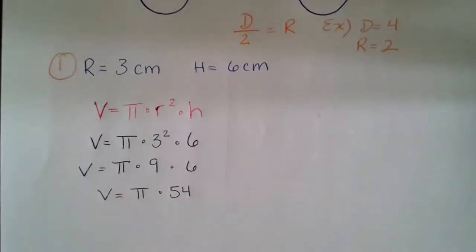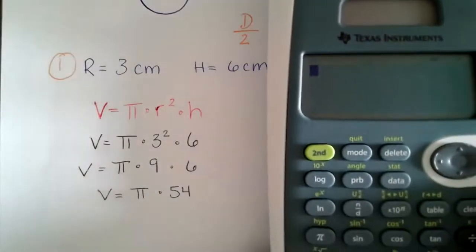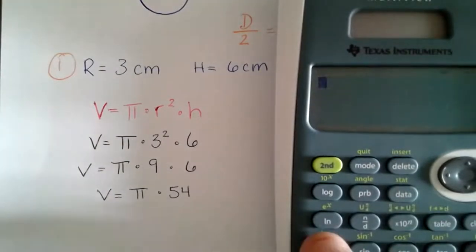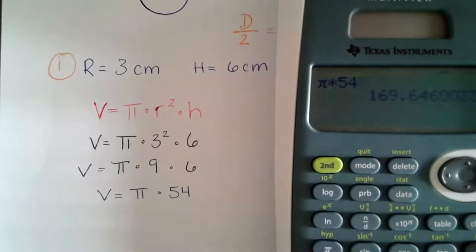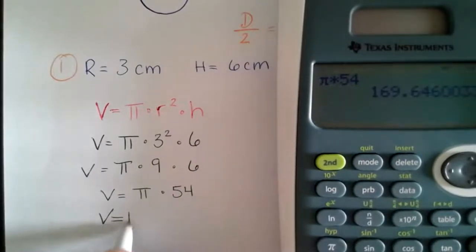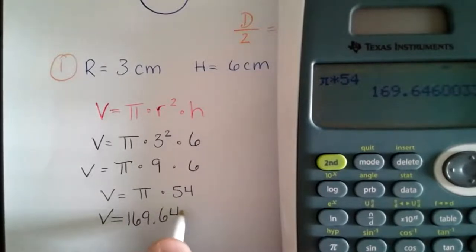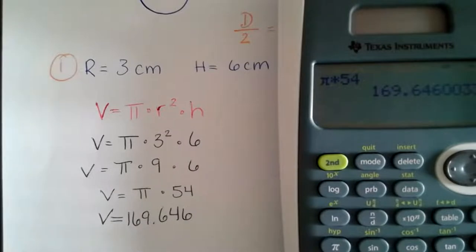Now, if you have a calculator, I have the TI-30XS, nothing special, okay? It does have a pi button on it. I could do pi times 54. My answer I get is 169.646. That's how I did it in my calculator.